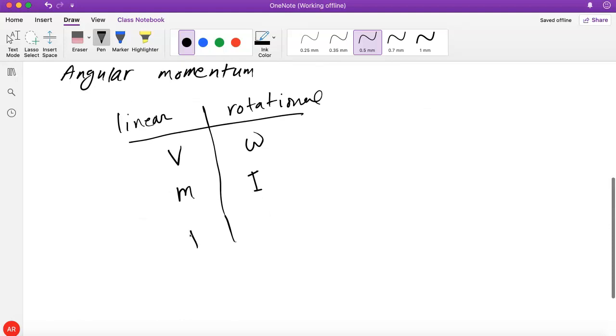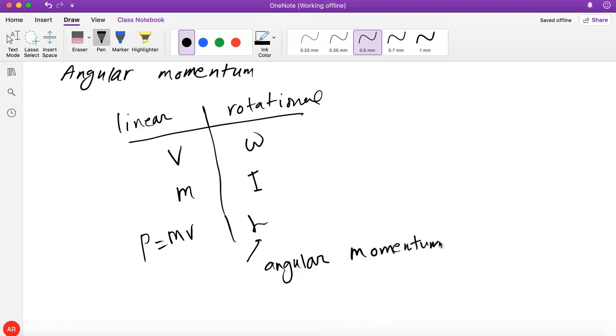And if we have momentum, well, momentum in the context of linear motion is mass times the velocity. So what we expect here is a quantity which we call angular momentum that is I omega. Now, there is one issue that we kind of swept under the carpet in our discussion before.